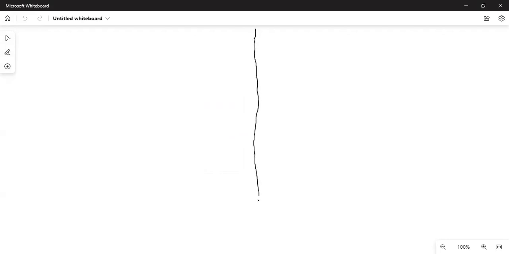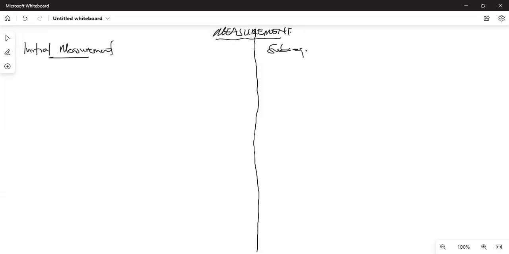So I'm going to split the board into two here in terms of dealing with measurements. I'm going to talk about initial measurements, and I'll talk about subsequent measurements. All right. So let's look at the initial measurement.